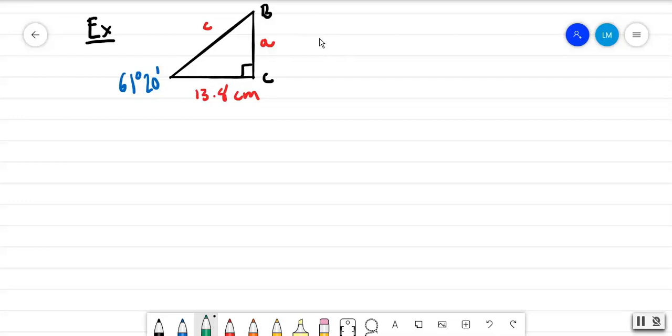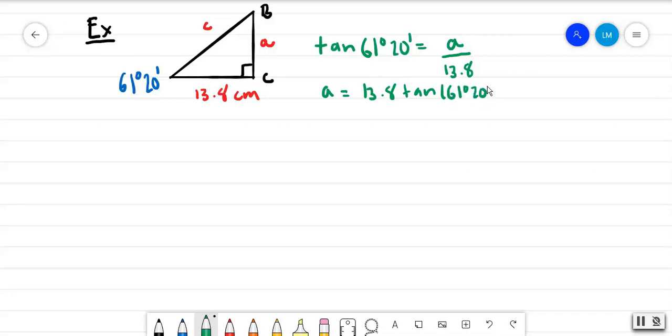So let's do it like this. Let's say that we take tangent of 61 degrees and 20 minutes. We're going to say that that's equal to A over 13.8. So this is almost exactly the way that I set up how we solve for one of the unknown sides. Now, in this case, if we multiply by 13.8 on both sides, you get A is 13.8 times tangent of 61 degrees and 20 minutes.